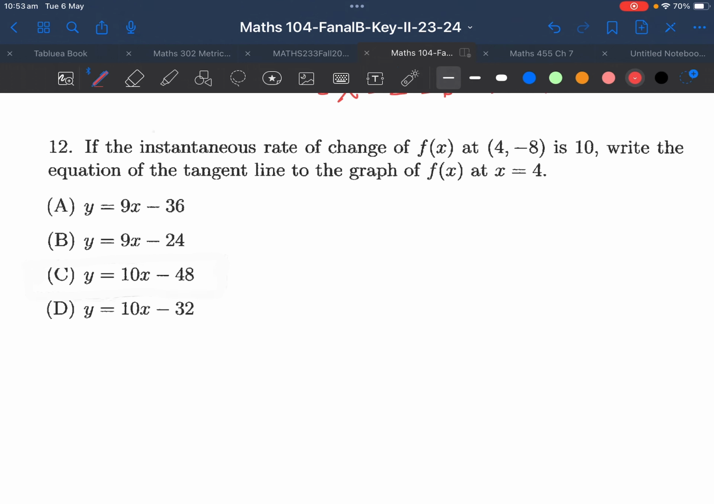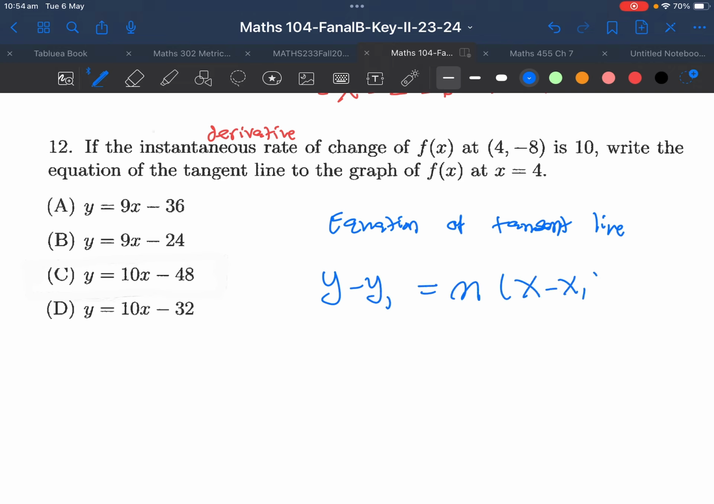Next question, it says that if the instantaneous rate of change, which is another way of saying the derivative, is 10, write the equation of the tangent line to this graph. Remember the equation of the tangent line, and by the way, it is the equation of any line, is given by y minus y1 equals m, which is the slope, times x minus x1. Now, what is y1? y1 is given to you here. It is negative 8. What is x1? It is given to you here, which is 4.